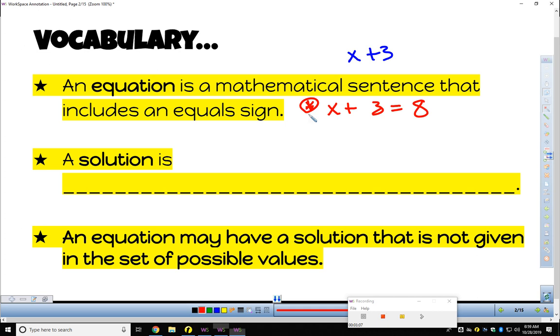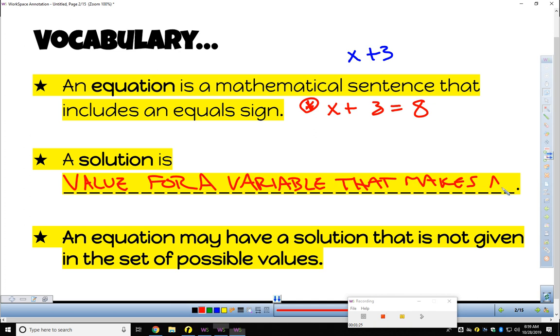A solution is a value for a variable that makes an equation true. So, if we take this example here where we have x plus 3 equals 8, the solution would be the value for x that would make that true. What plus 3 would give you 8? Okay?